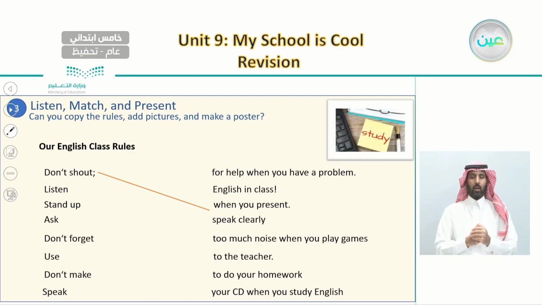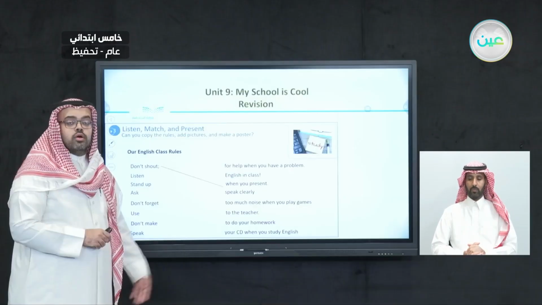So let's listen one more time to these rules, to remind ourselves and try to match them as well. In the last exercise about our English class rules, here we have verbs, and what we need to do is match them with the other clauses so we can have one rule. For example, if I say, don't shout, speak clearly. So here what you need to do is match don't shout to speak clearly.